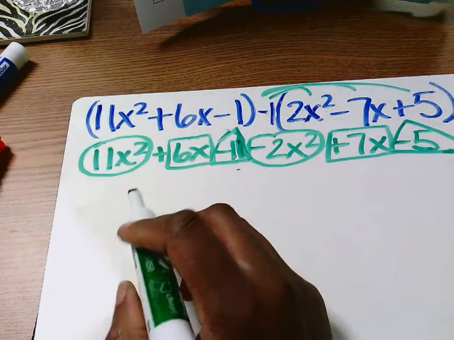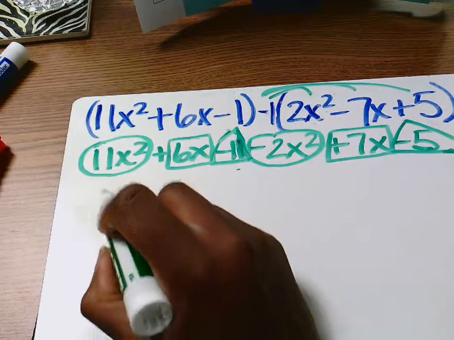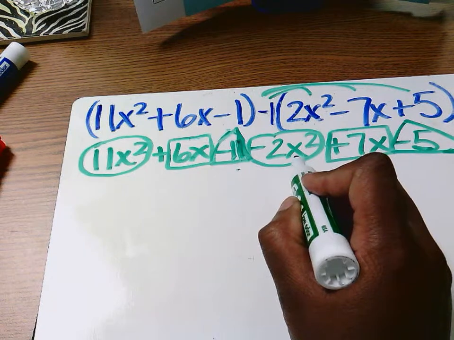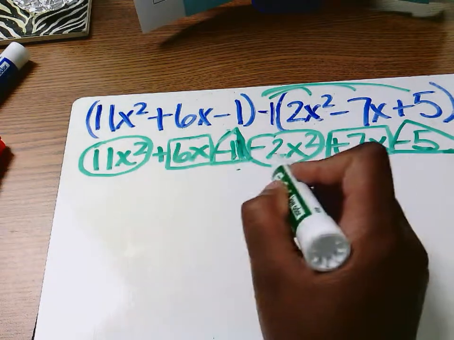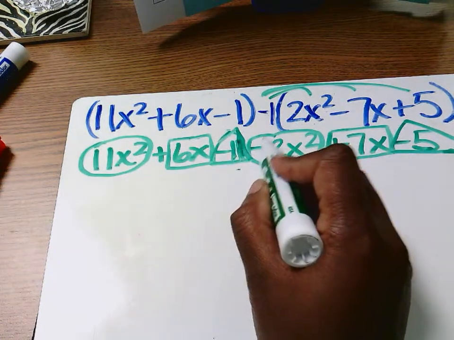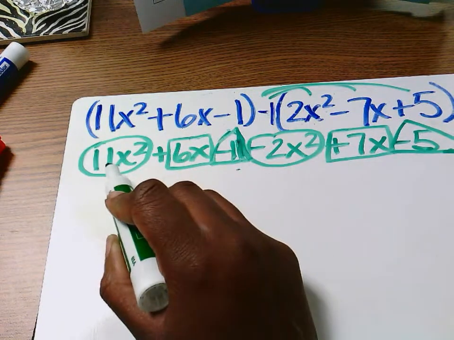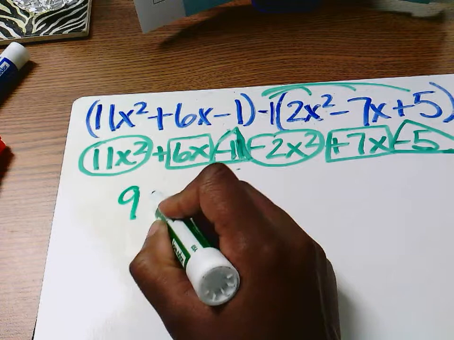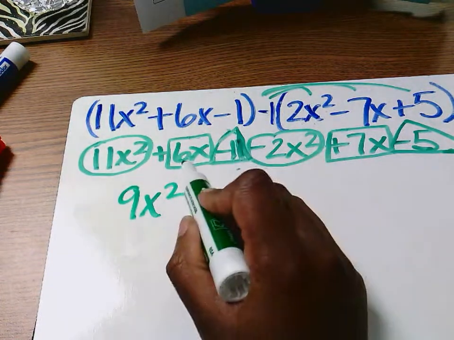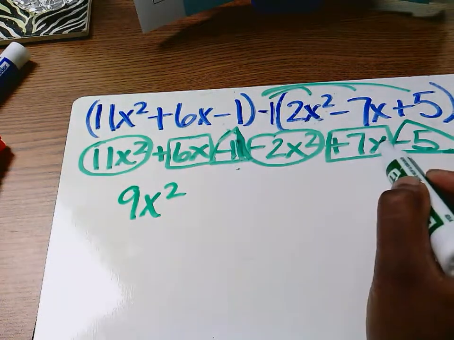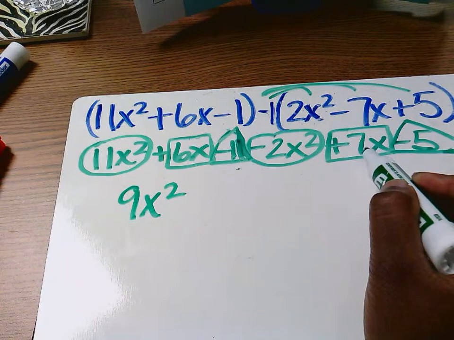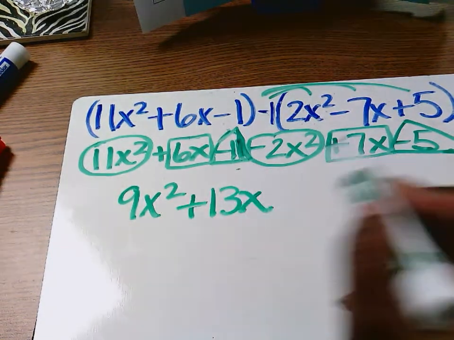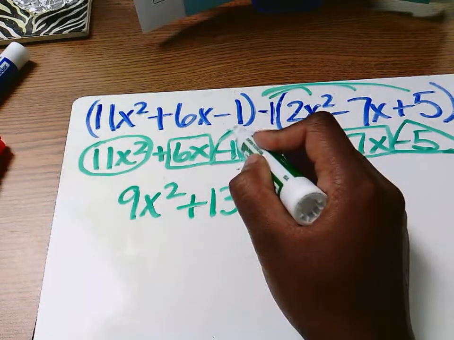So here we go. 11x squared minus 2x squared. We're just combining like terms. I'm going to do what the sign tells me to do. So 11 minus 2 is 9. 9x squared. 6x plus 7x is what? That's right, 13x. And this was a 1.